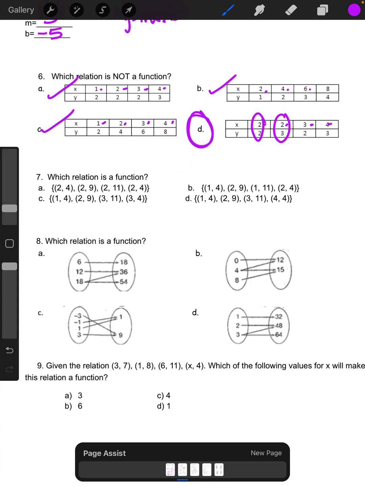All right. Number 7, very similar to number 6. 6 was an XY table. 7 is just coordinate pairs, but we are still, again, looking for where X repeats. So it says which one is a function this time.